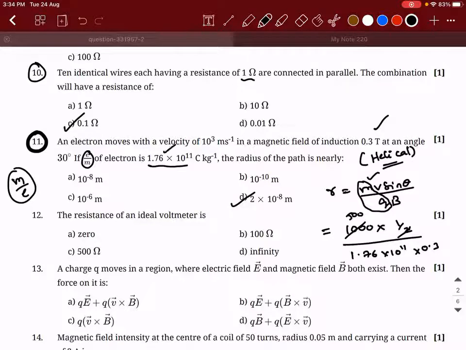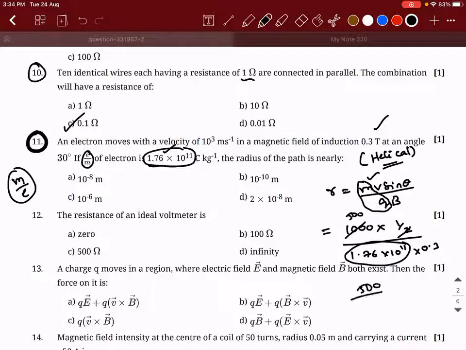See, E by M is 1.76. M by E will be 1 by 1.76. So that's why I took the negative 1. It should come in the power, no, sir. No. It is 1 by this value. After you solve, only negative will come. Okay, sir. Yeah. So it is 500.